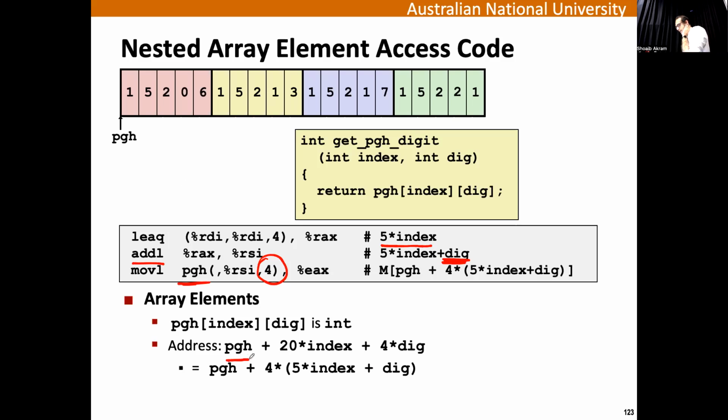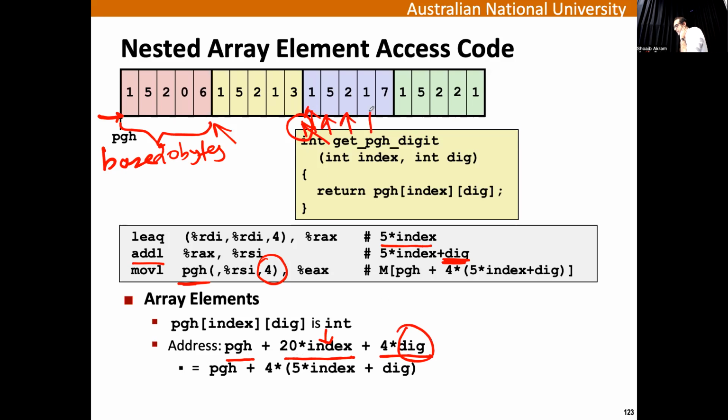So this address is the base address plus 20 multiplied by index, because each of these rows is 20 bytes. Index means if index equals 0, we're talking about this address. If index equals 1, we're talking about this. If index equals 2, we're talking about this. Once we reach here, we need to add the digit. It's either this digit or this digit or this digit or this digit. We need to multiply it by 4, and digit comes in register RSI, whoever calls this function.